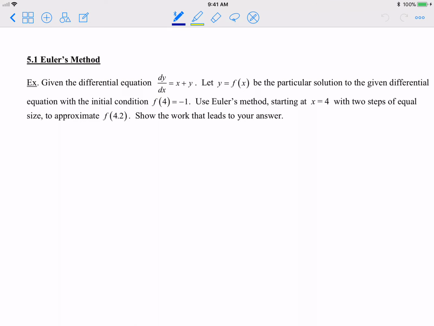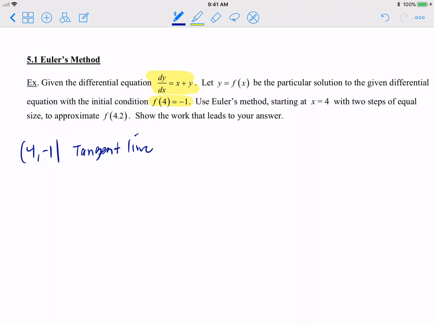We're going to do 2 tangent line approximations, and we're going to start with f of 4 is equal to -1. So this is our initial condition for this particular problem. Here's our differential equation, dy dx is equal to x plus y. Okay, so I'm going to write a tangent line at that point for -1. So at 4, -1, I'm going to write a tangent line.